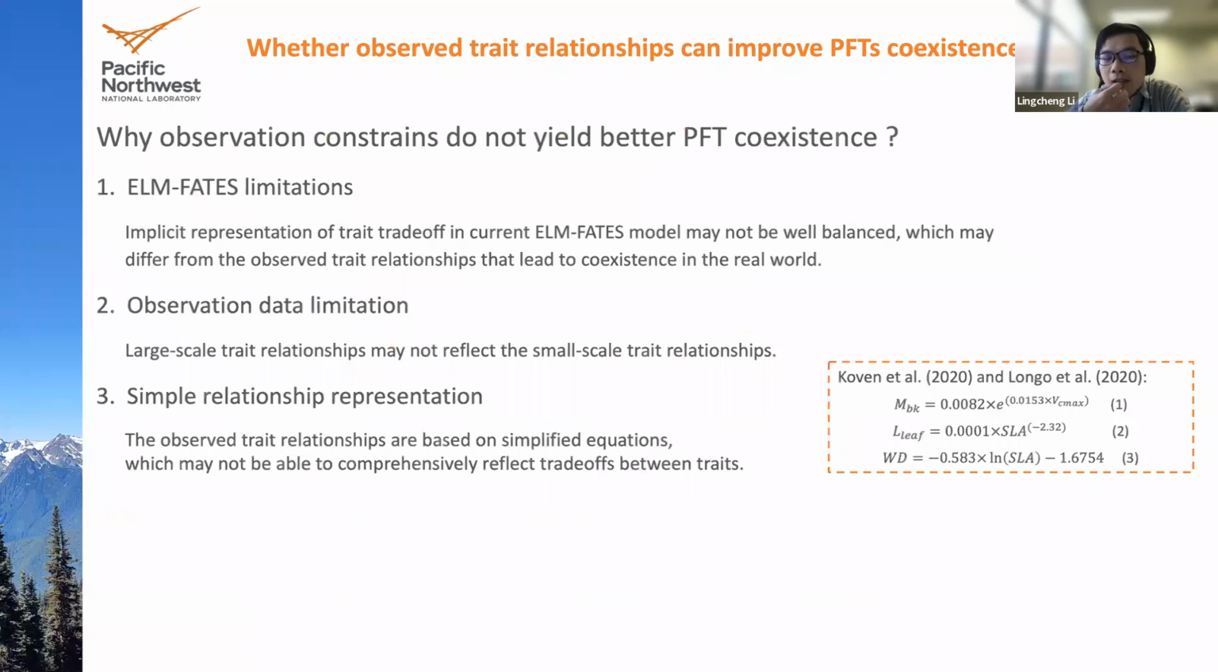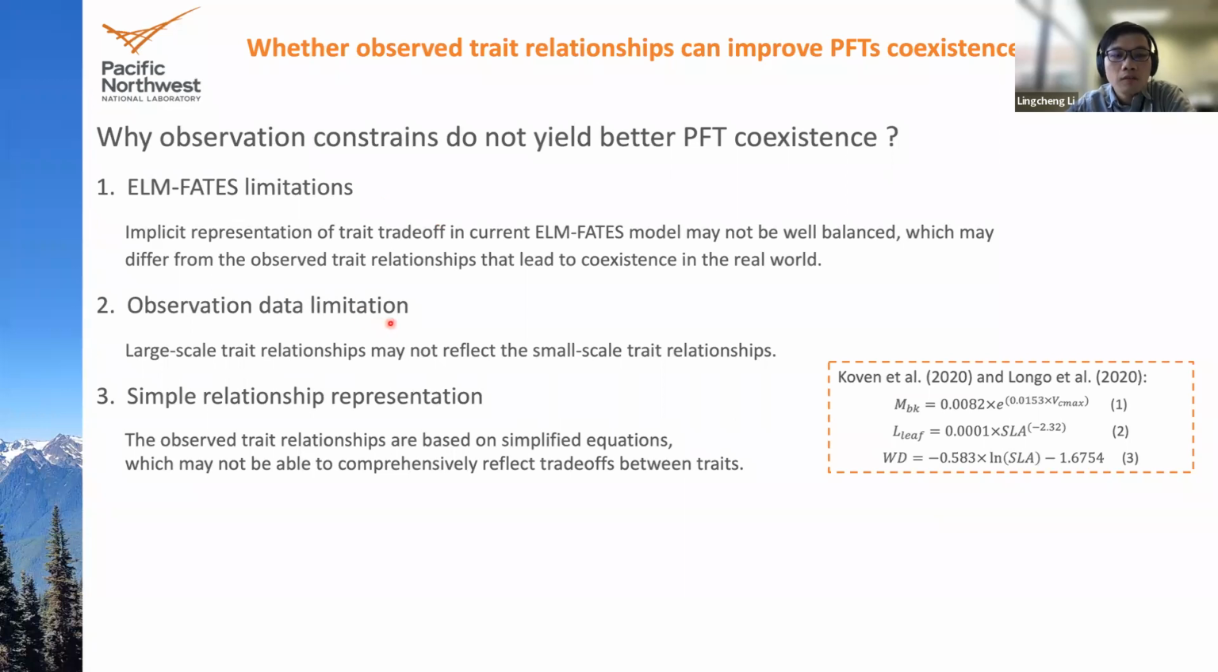So why is that? We have basically three general reasons. One is ELM-FATES limitations. The model itself is not perfect. Some processes are not well represented in the model. So even if you have the observed trait relationship, it is not well represented in the model, and then you get worse coexistence modeling.